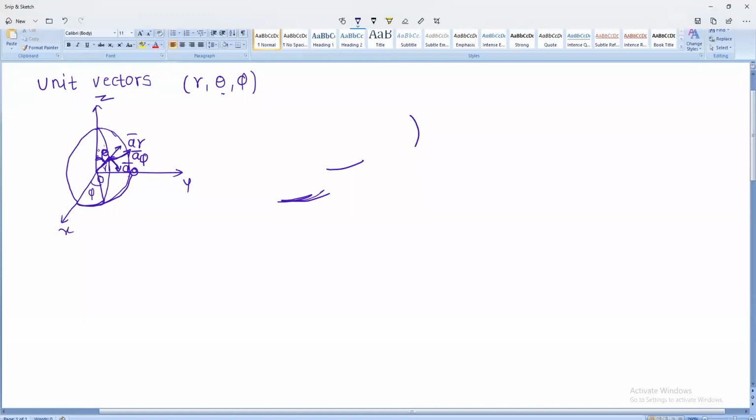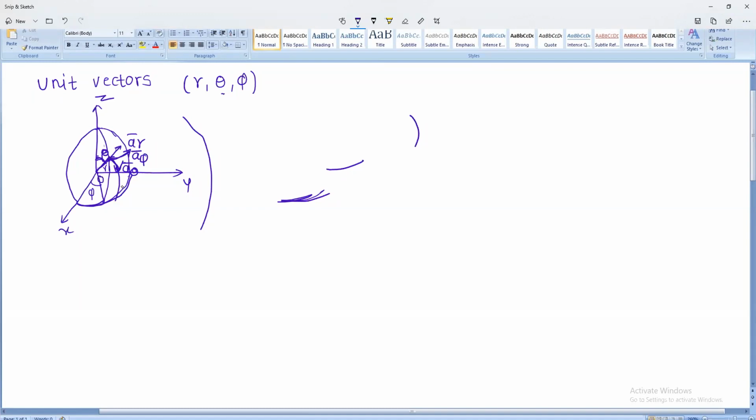Okay. Now theta. How does theta vary? From the plus z axis to the minus z axis. It comes down like this, right? So I have shown it like this. It will come down like this, so that is a bar theta, its unit vector a bar theta.